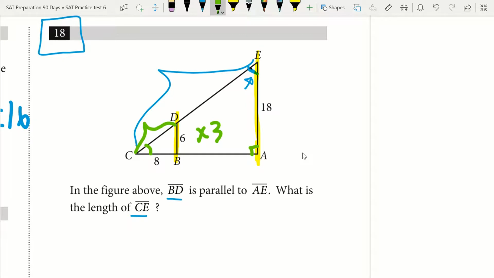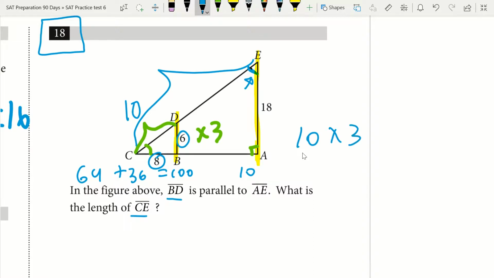What jumps out at me is I have a 6 here and an 8 here. 8 squared is 64, and 6 squared is 36. That adds up to 100, and the square root of 100 is 10. So my hypotenuse CD is indeed 10. That's not my answer though, because I'm asked for CE. So I take that 10 and multiply it by 3, since that is the ratio of my larger triangle to my smaller triangle, and 10 times 3 is 30. So my answer is 30 for the length of CE.